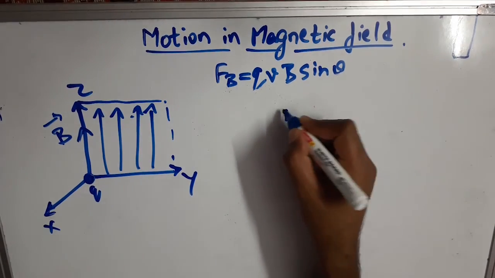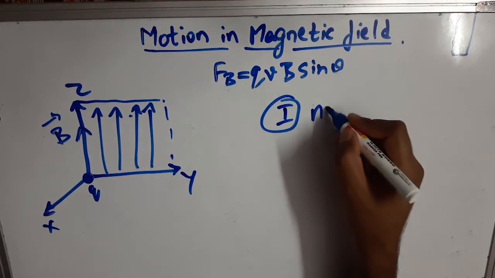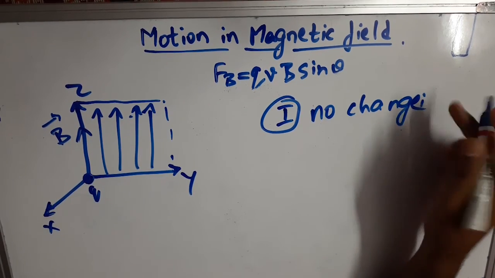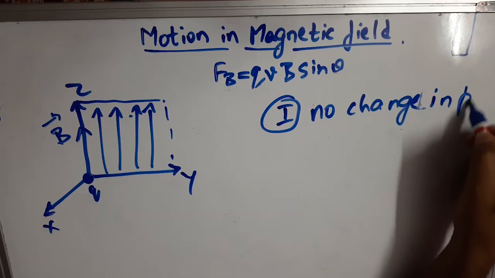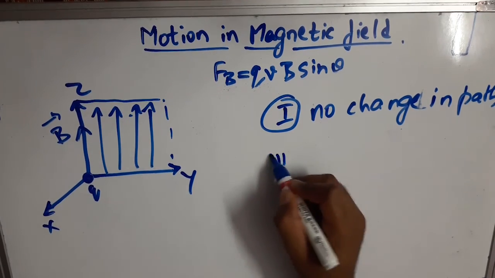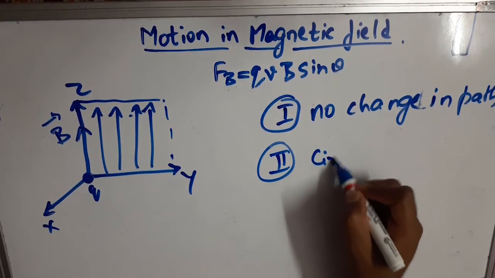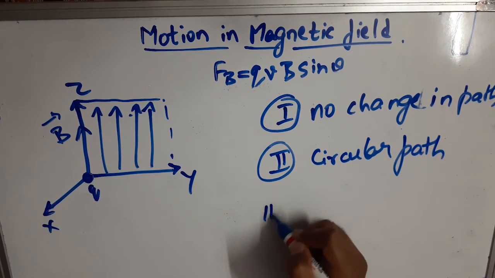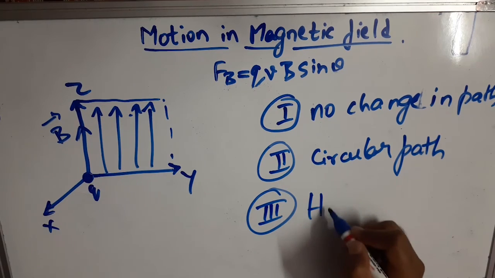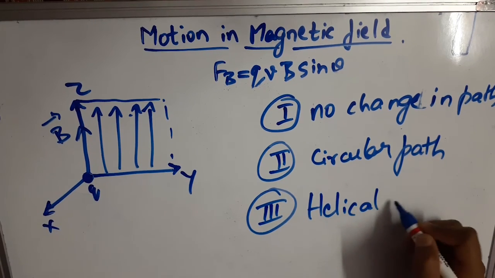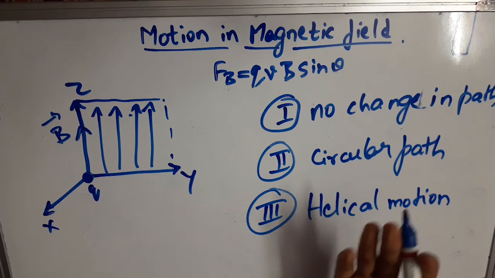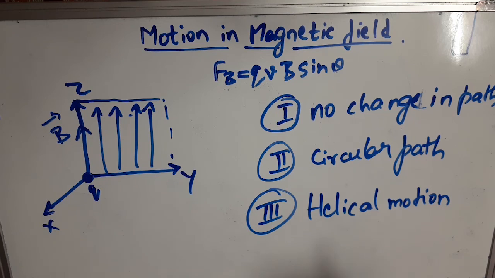To summarize, in the first case, no change in path, and in the second case we have a circular path. In the third case we have a helical motion. So this is to summarize how a charged particle moves in a magnetic field.